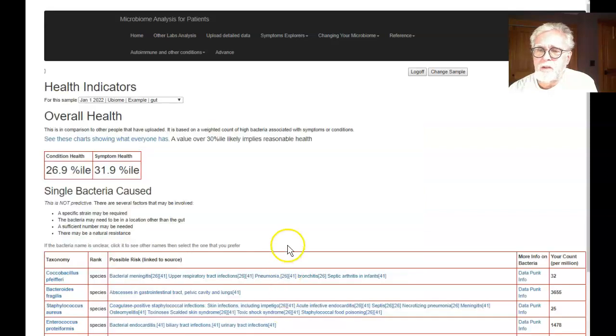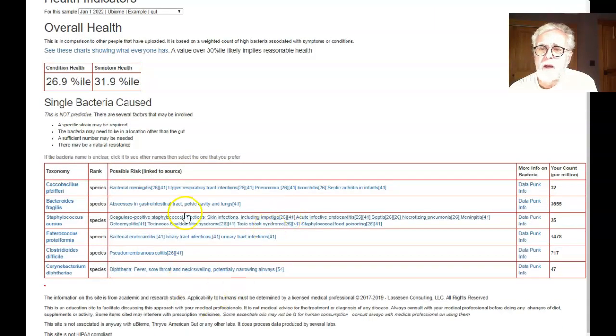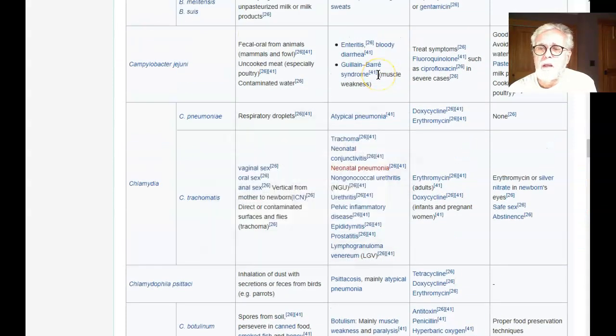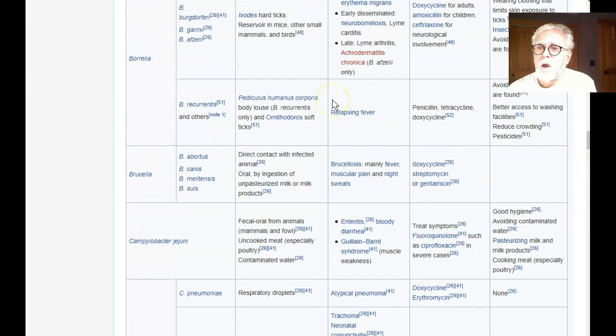We click Health Analysis, and we see we have two chunks of information. One is species which have been associated with particular conditions. The conditions are here. If you click View on the possible risk, you'll go over to Wikipedia and it will give you the name of it, the clinical symptoms of it, treatment, etc. So it basically takes you off into a different resource to help you figure out what is going on.